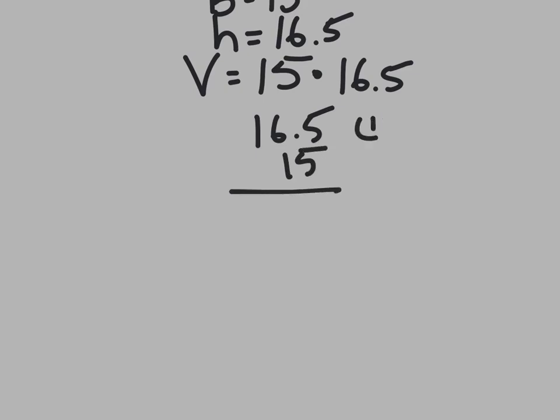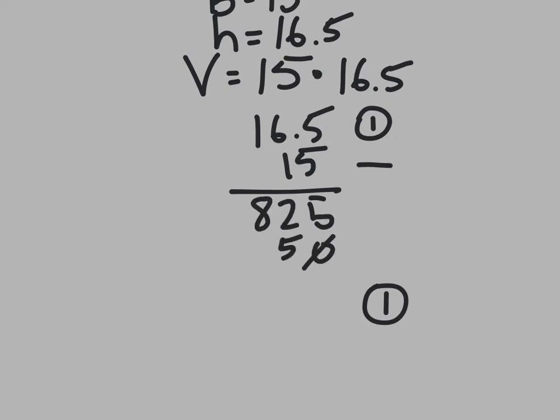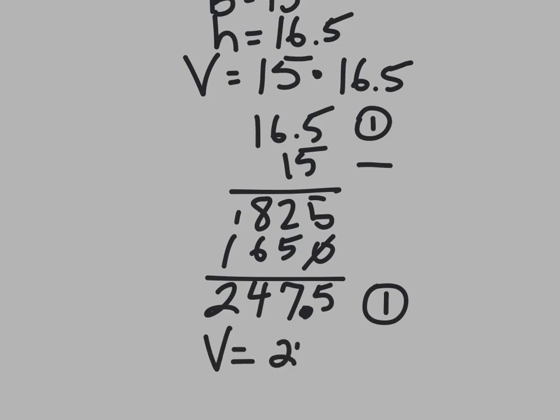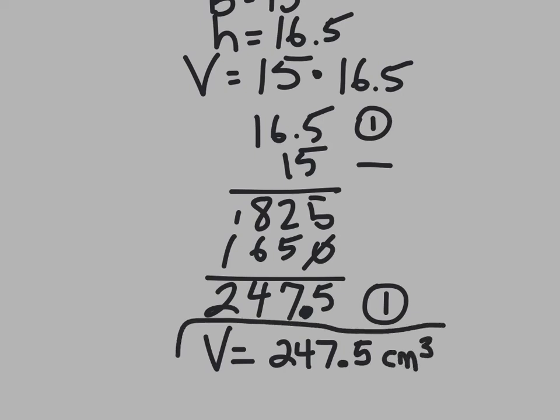I have one digit after the decimal here, none here, so I'm going to need 1 in my product. And when I multiply, I get a solution of 2475. One digit to the right of my decimal. So my correct volume measurement is 247.5. Don't forget your units of measure. Cubic centimeters. 247.5 centimeters cubed, or cubic centimeters.